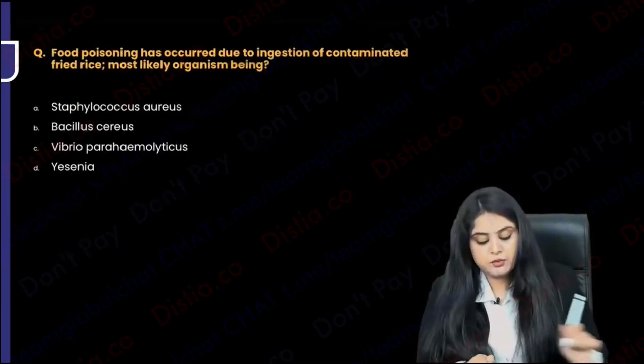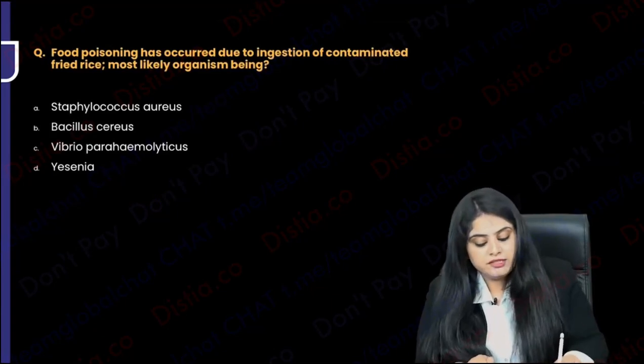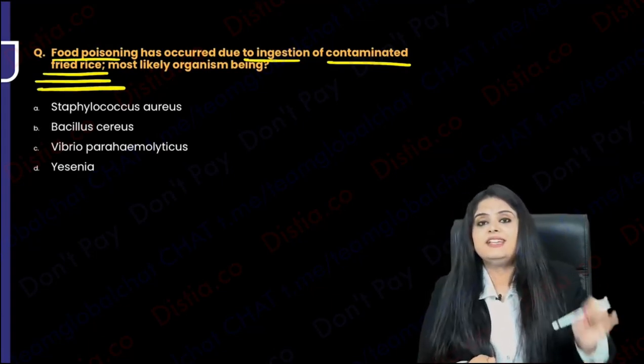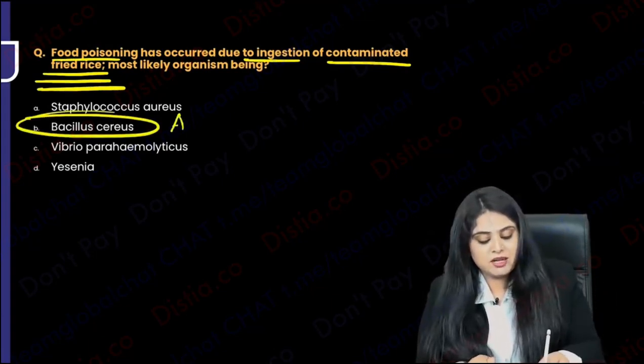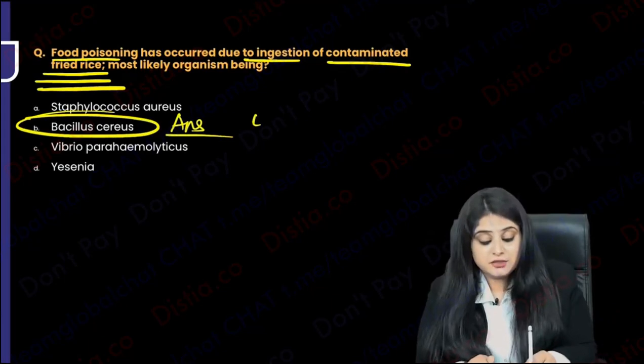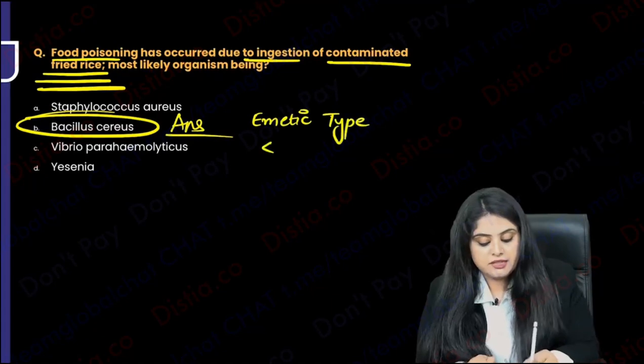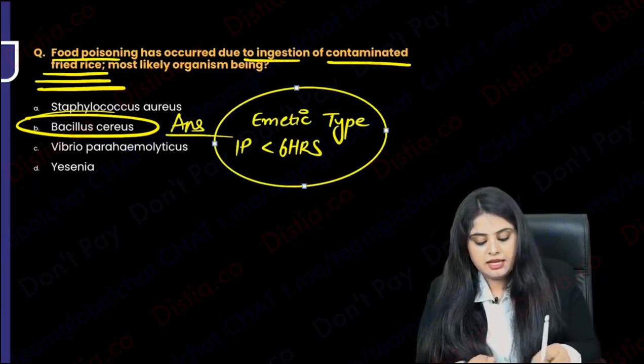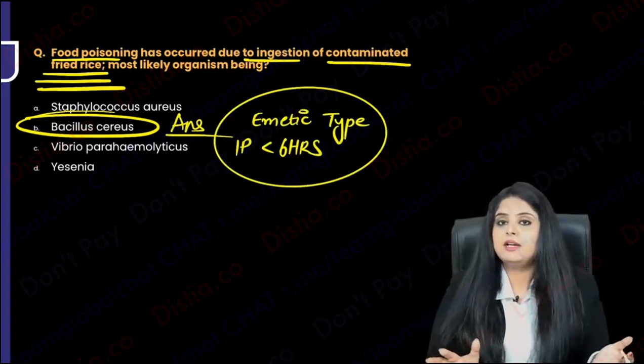Let's pick up one last question, guys. There is a food poisoning that has occurred due to ingestion of contaminated fried rice, Chinese fried rice. What is the organism coming to my mind? Bacillus cereus. Which kind of Bacillus cereus food poisoning will occur? It is the emetic type, and that is going to be less than 6 hours as the incubation period. I hope everyone is sorted because we have wrapped up all the bacilli.